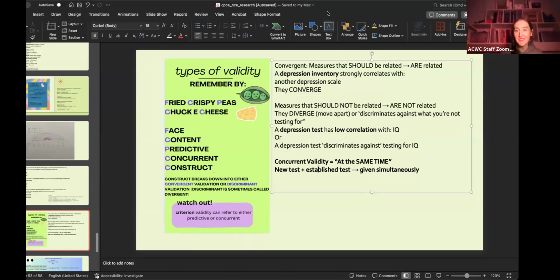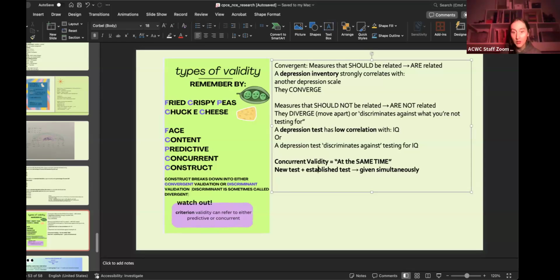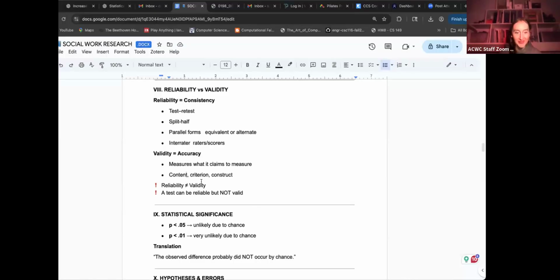Now coming back to this handout here, that's that last one, right there, in the middle. Criterion. We've done content. That's okay. Did it cover every domain that I expected it to cover, right? We did construct. That's something society has constructed, literally. And then criterion. Criterion can just be content or predictive. That's all it is.